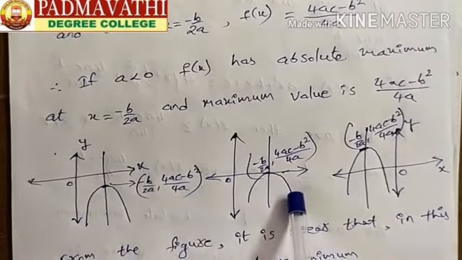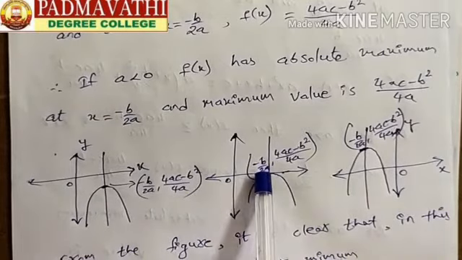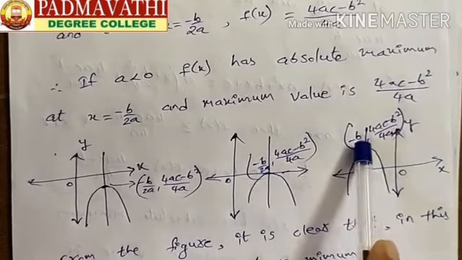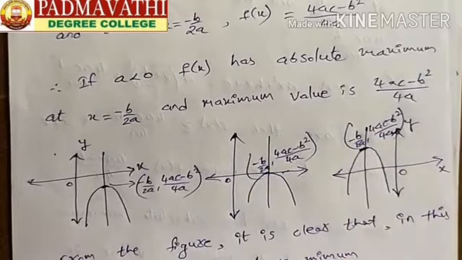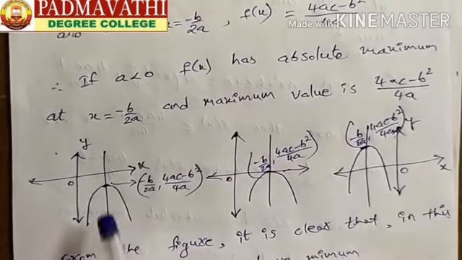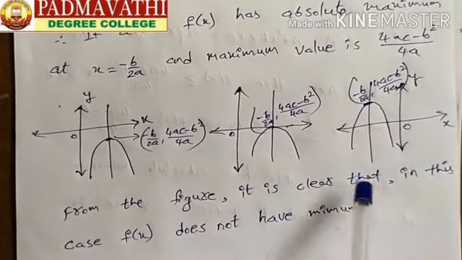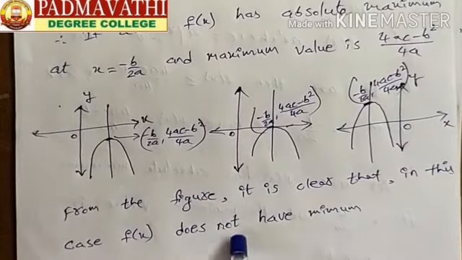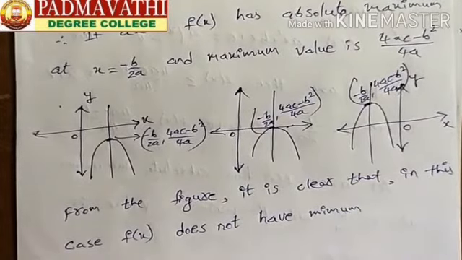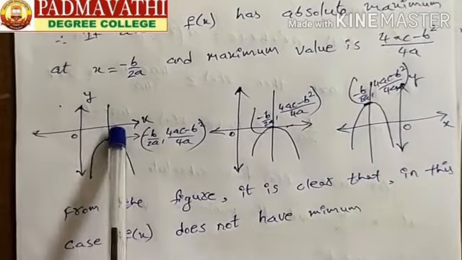So in the second case also, the curve is touching the x-axis, and in this curve, the curve is above the x-axis and on the left-hand side of the y-axis. By observing these three cases, it is clear that in this case f of x does not have a minimum value.